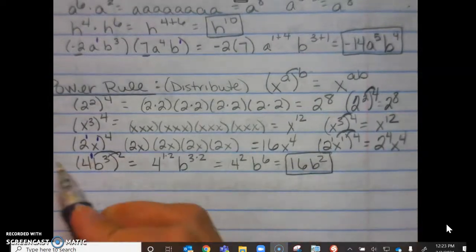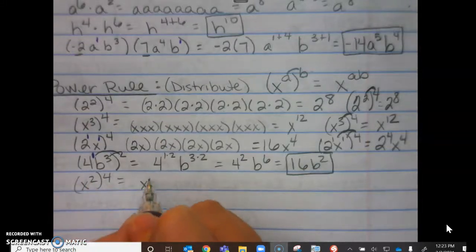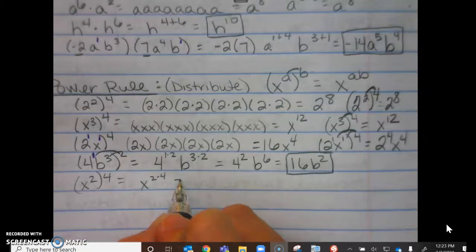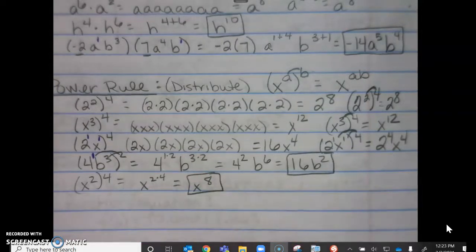16b squared. Here's another one. X squared all to the 4th power. This becomes x to the 2 times 4. 2 times 4 is 8.